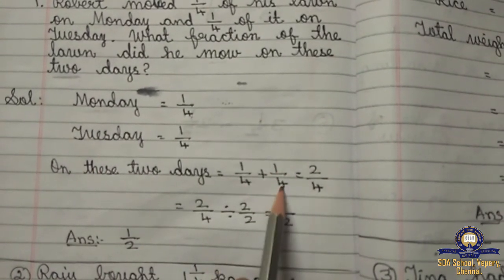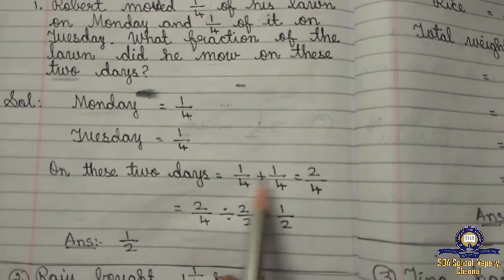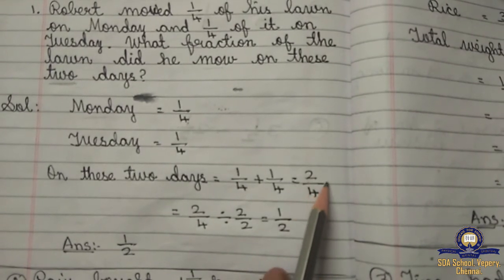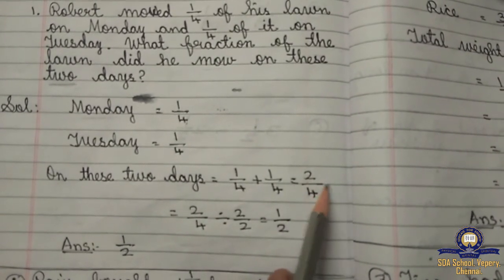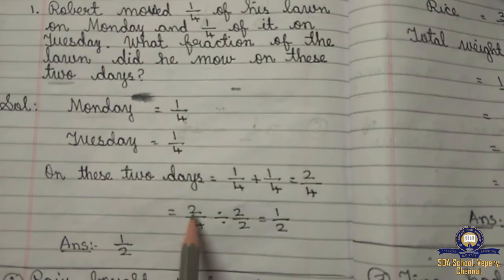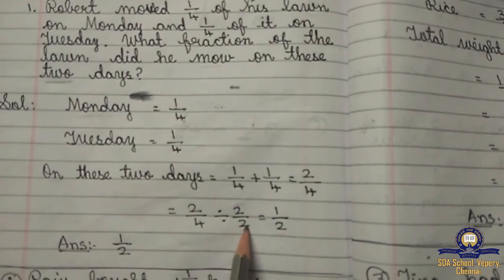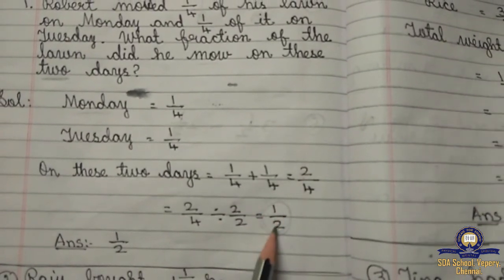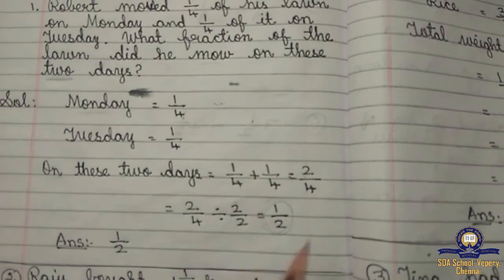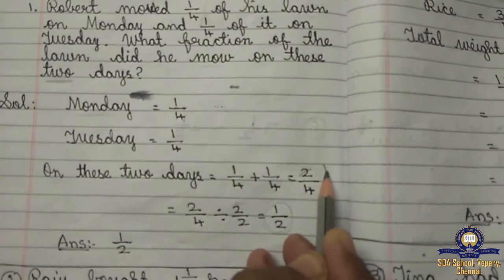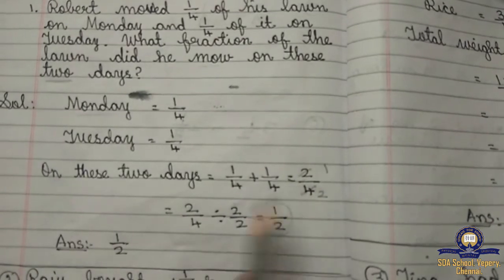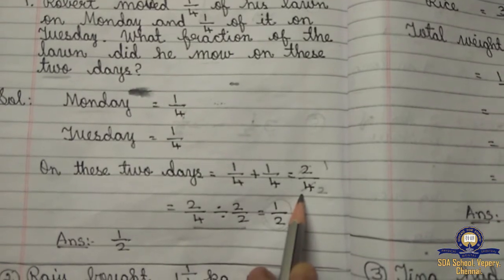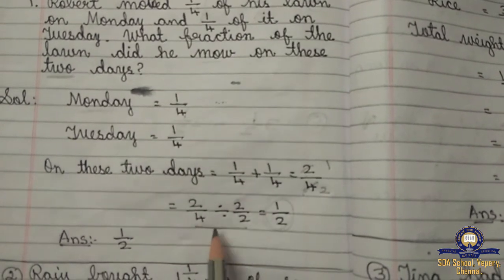1/4 plus 1/4. So, total what will come, children? 1 plus 1 means what will come? 2/4. This 2/4 can be cancelled into the lowest fraction. When we divide by 2 in the same table, what answer have we got? 1/2. This is the answer. If you cannot do like this, you can do like this also: 1 2 is 2, 2 2s are 4. Understood, children? Don't get confused. You can do directly like this, otherwise you can write like this.